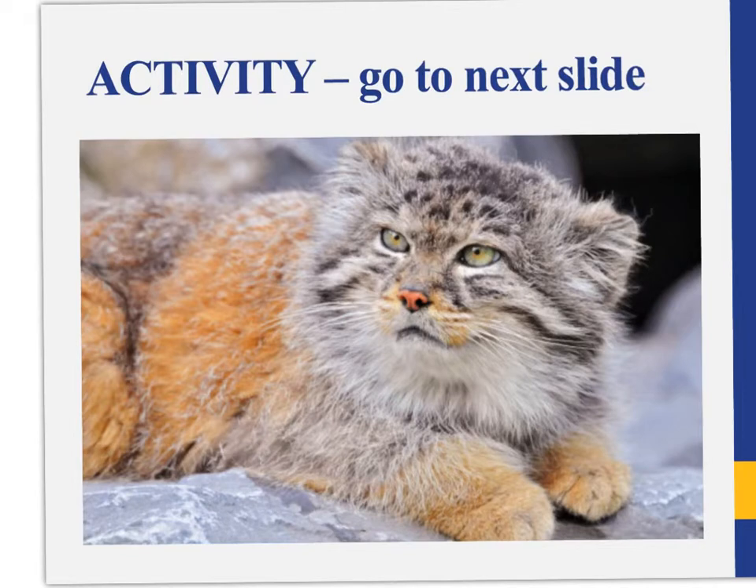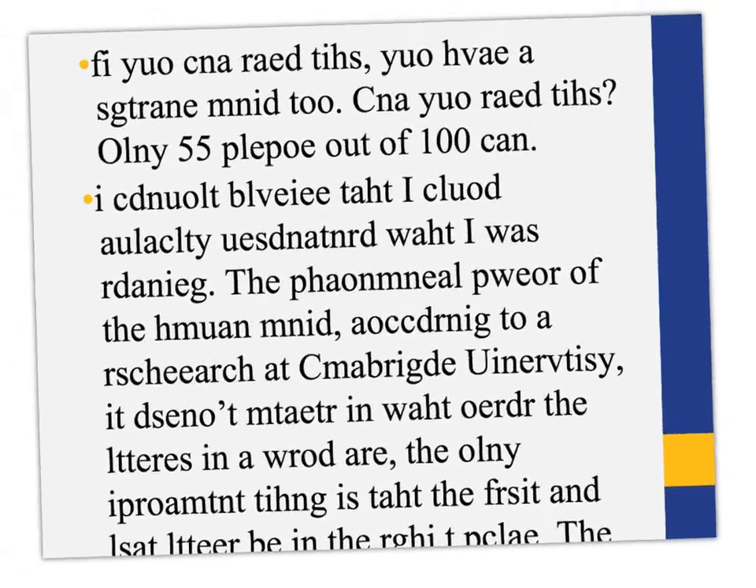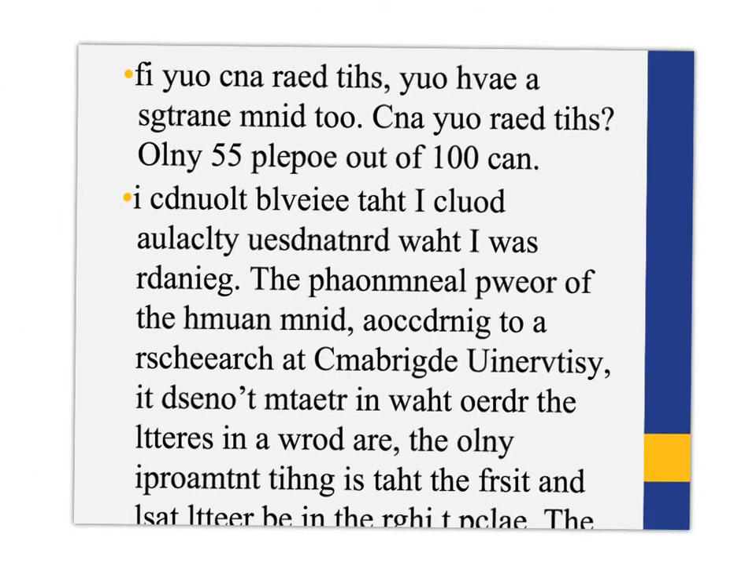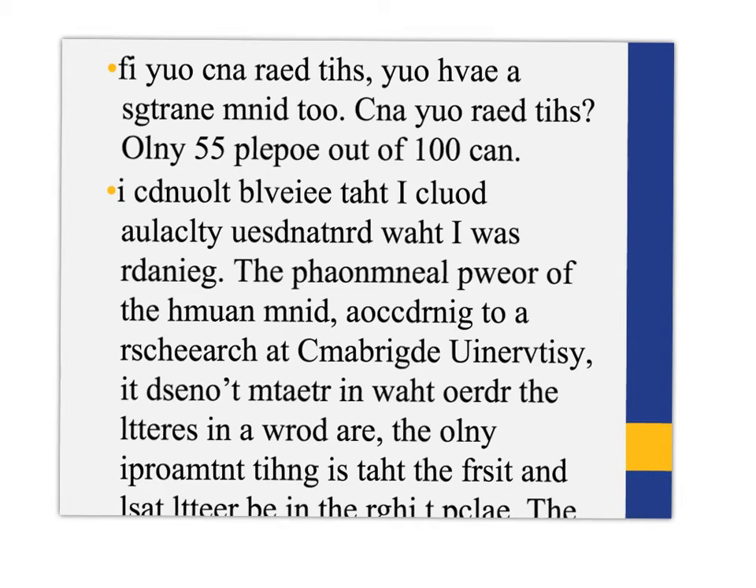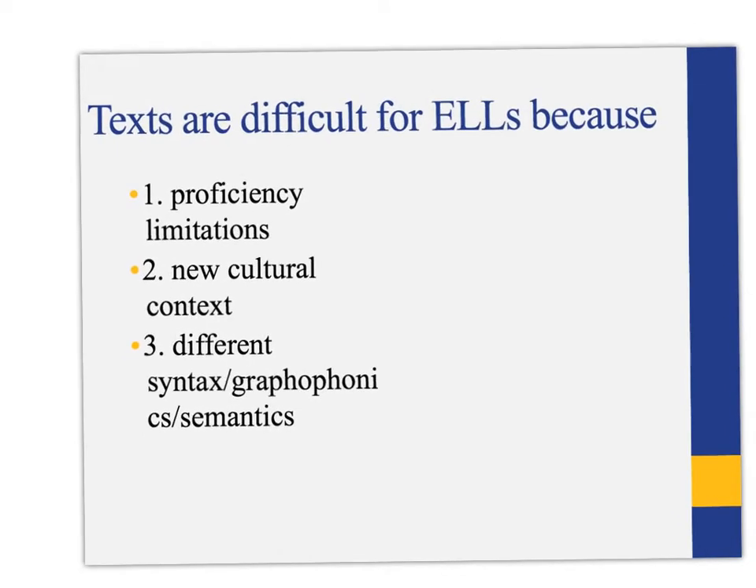This is a miscue. Okay, can you read that? It's all misspelled, but your brain is automatically putting it into English for you. Why are texts difficult for English language learners? Because they're limited by their proficiency, they're limited by the new cultural context, and there might be a different script, and also semantics may be different, and semantics will be different.